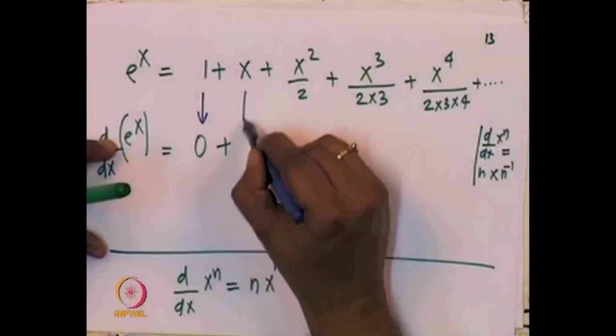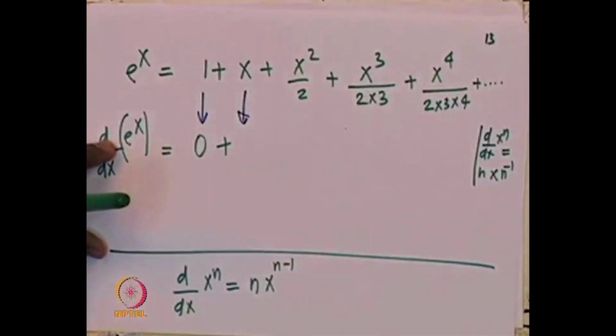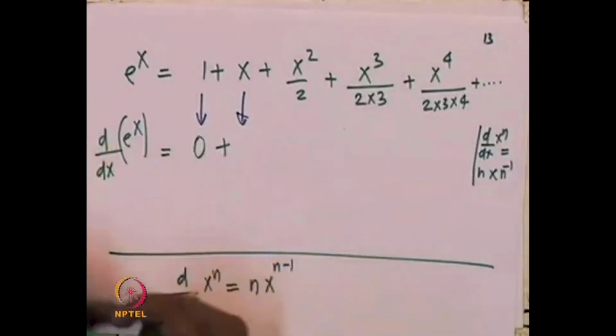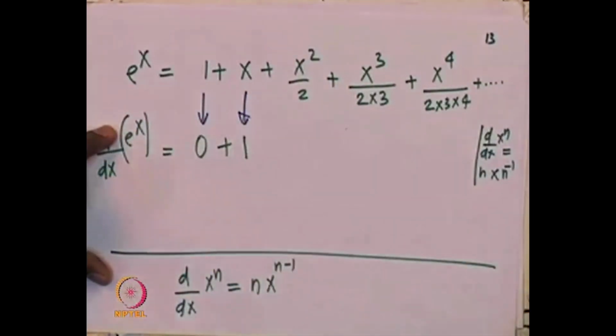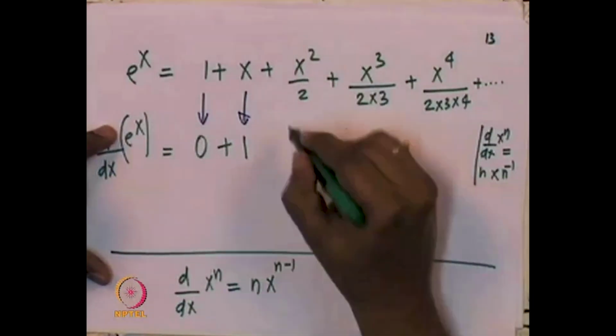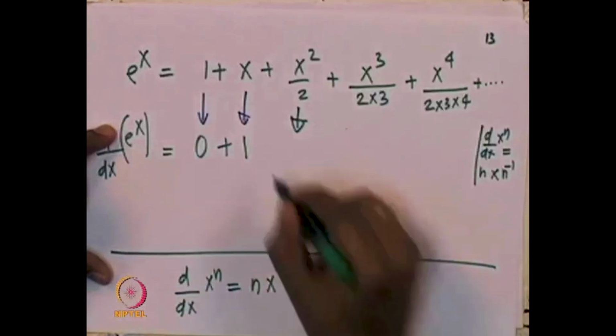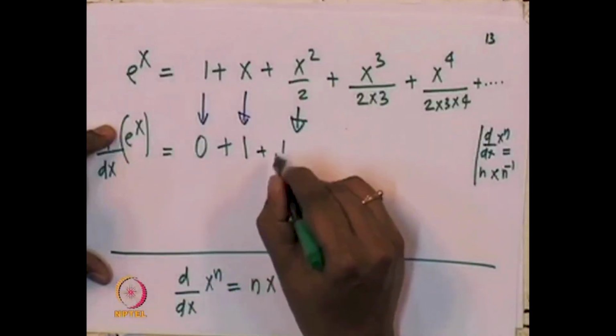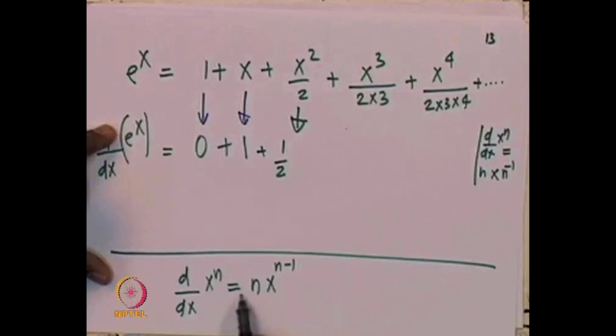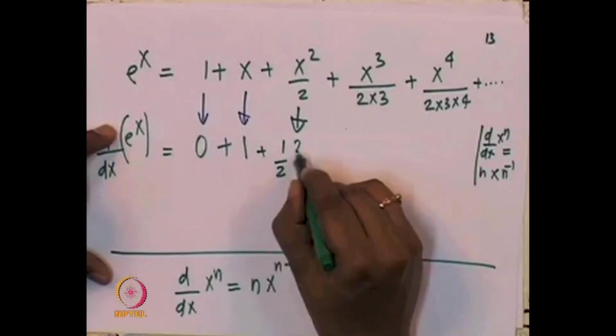Now, the derivative of x. What is the derivative of x? x is nothing but x power n when n equals 1. When n equals 1, this is 1 times x power 1 minus 1, which is x power 0. So, the derivative of x is just 1. Now, what is the derivative of x square by 2? 1 by 2 is a constant, so we keep this constant as it is, 1 by 2. And the derivative of x square according to this rule is 2x.